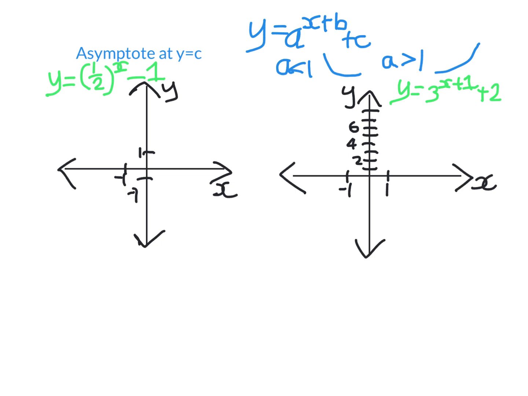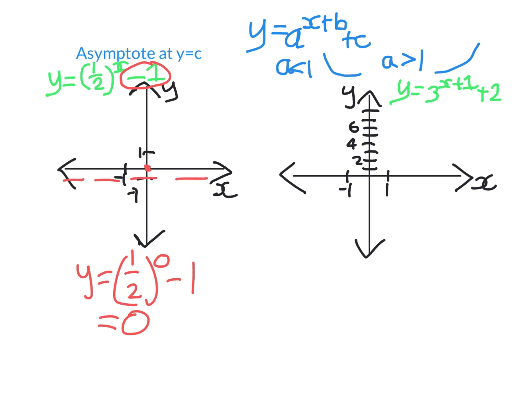So rather than draw up a table of values every time, which will get a bit tedious, let's look for some key features. So let's find the y-intercept of this. Well, the y-intercept always occurs when x equals 0. So a half to the power of 0 is 1, minus 1 gives you 0. So when x equals 0, y equals 0. So this graph goes through this point here. Now the asymptote is going to be at y equals negative 1. That's the value of c. So we can draw in the asymptote here.